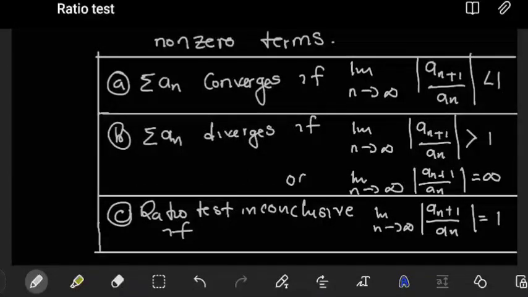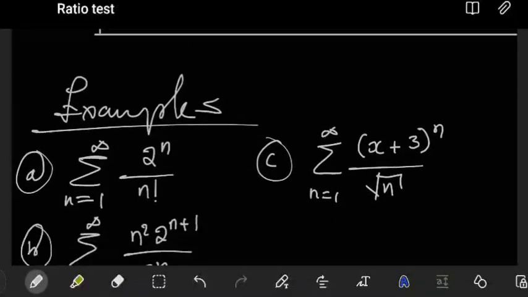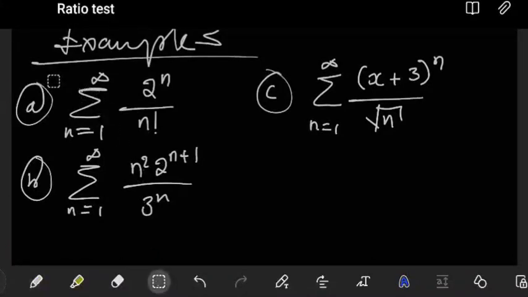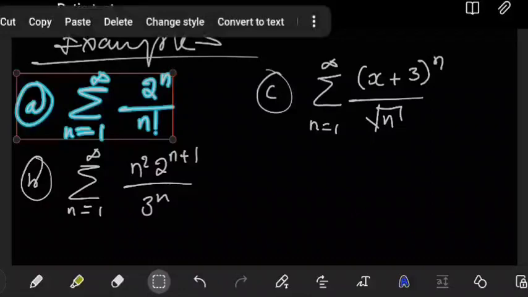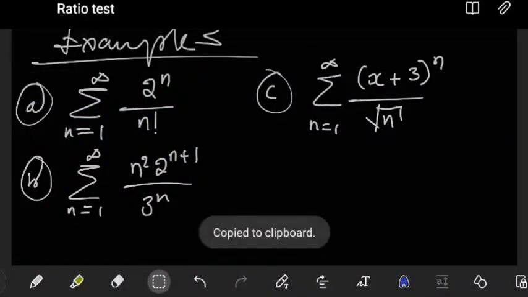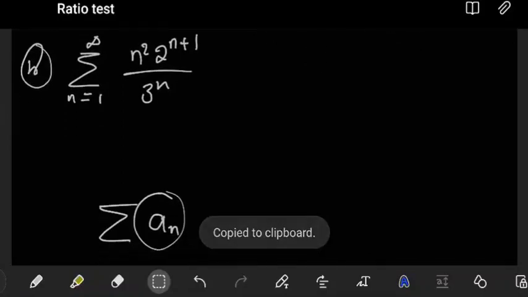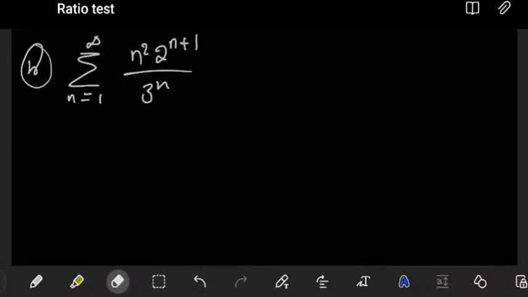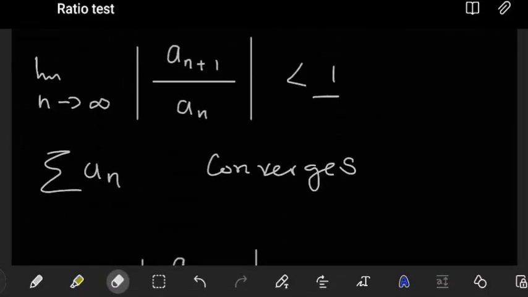Now, having gone through what the ratio test is, let's look at 3 examples to help us understand what it is really and how to use it. Let's pick the first example. In the first example, we're working with a series, the sum from n equals 1 to infinity of 2 power n over n factorial. So let's start with that example.